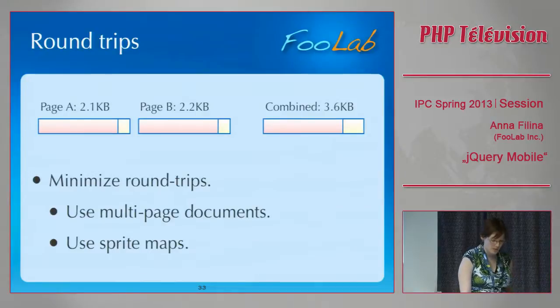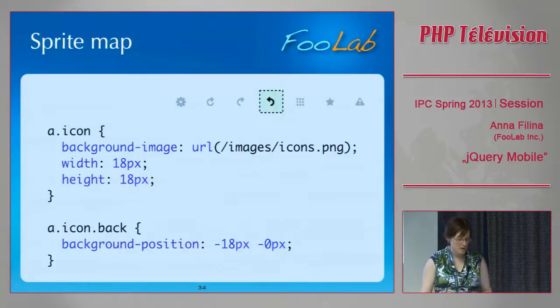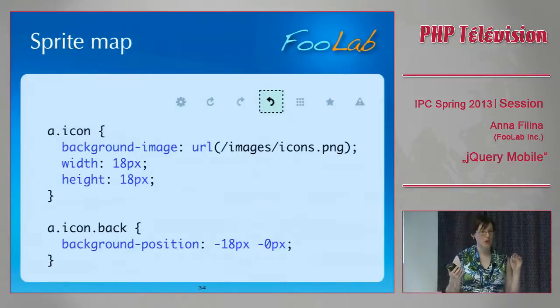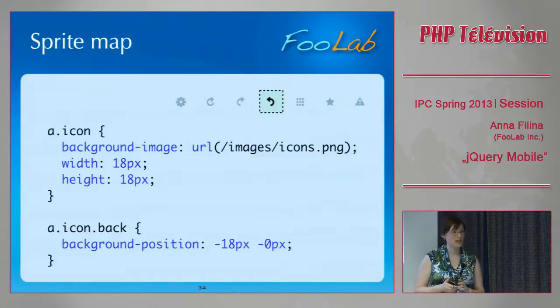The other thing that you can combine is images, into what are called Sprite Maps. I will show you visually what it means if you're not familiar with the topic. Sprite Maps is when you combine multiple small images into one image, and you use a little CSS trick in order to create a mask, or like a window.